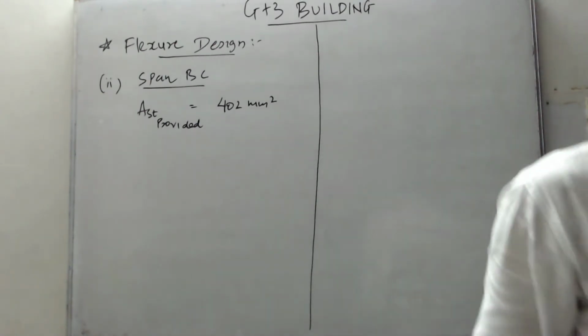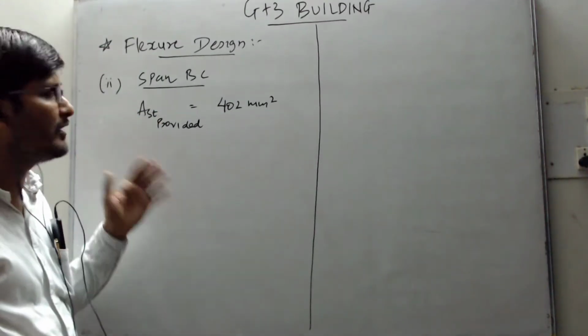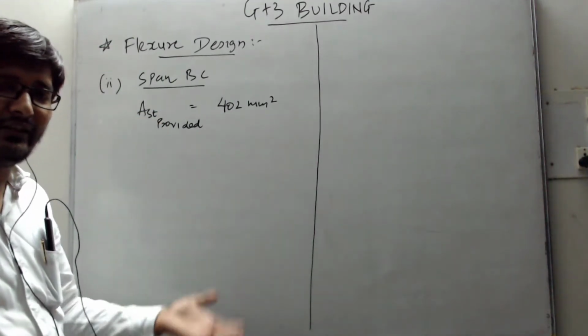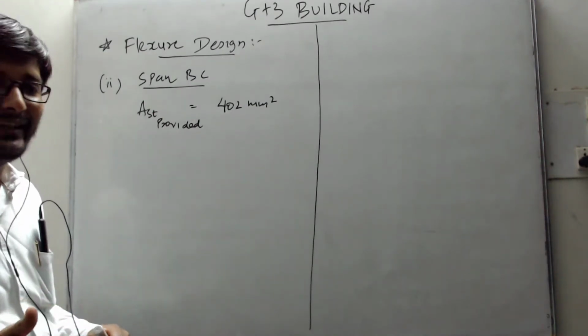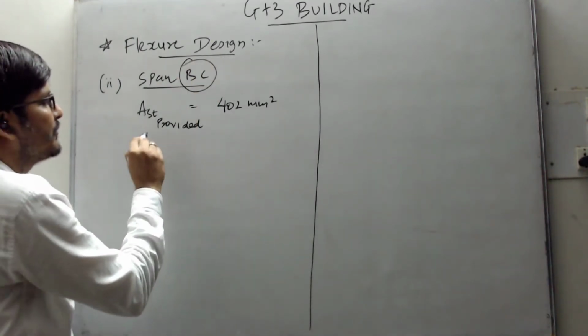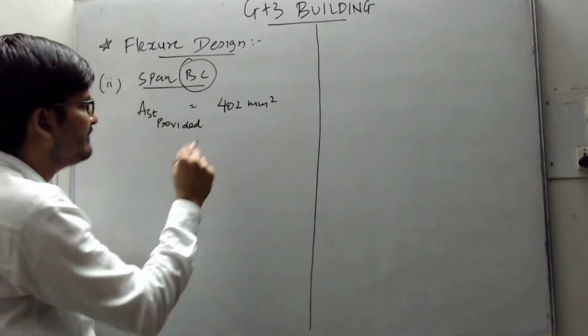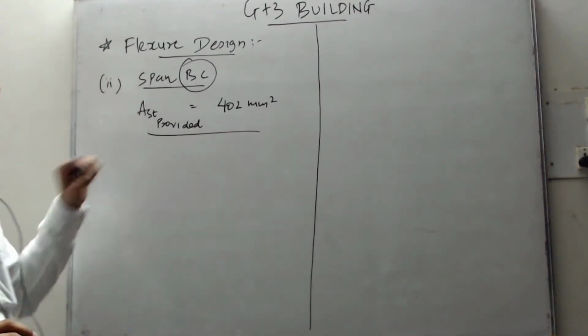So welcome back again. In this session, we are going to continue with the previous session. We are doing the shear design. In the previous lecture, we have done the design for shear for span AB and CD. Today, we are going to do the shear design for span BC. So the procedure will remain the same, right? So AST provided, that we already know from the design of span BC, is 402 mm square.